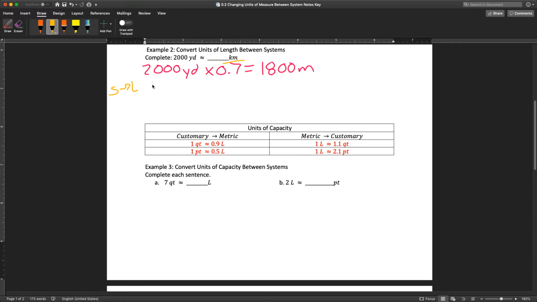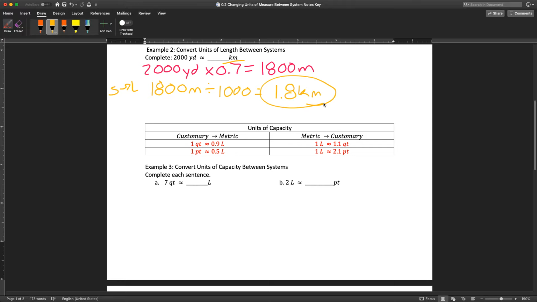So we're going to take our 1,800 meters and divide by 1,000. And our answer is 1.8 kilometers. So 2,000 yards is approximately 1.8 kilometers.